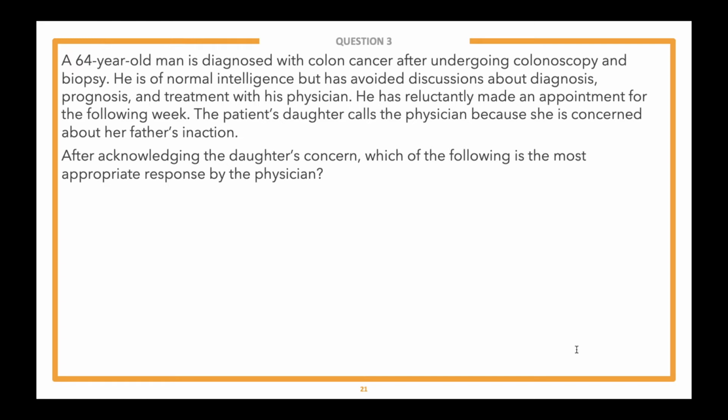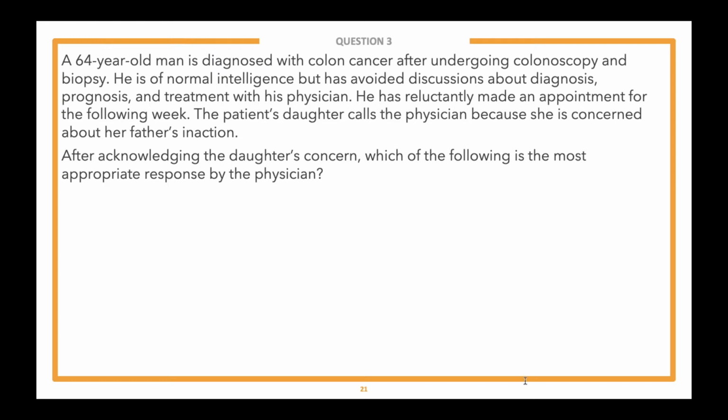All right. I see the responses coming in. Let's go ahead and take a look at that vignette. A 64-year-old man is diagnosed with colon cancer after undergoing colonoscopy and biopsy. He is of normal intelligence, but has avoided discussions about diagnosis, prognosis, and treatment with his physician. He has reluctantly made an appointment for the following week. The patient's daughter calls the physician because she is concerned about her father's inaction. After acknowledging the daughter's concern, which of the following is the most appropriate response by the physician?